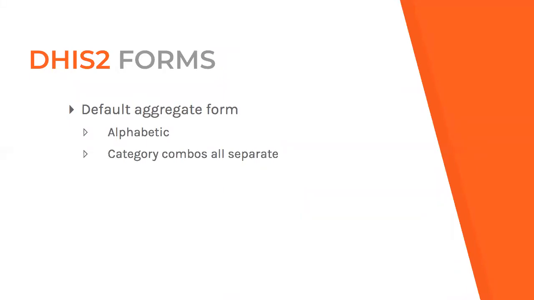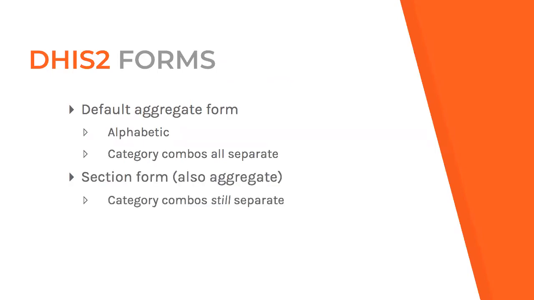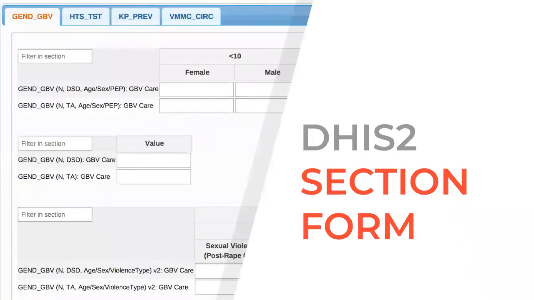That is good if you've got a simple set of data elements and a simple set of category option combos. If you've got something more complicated, you might want a section form. A section form enables you to put sections into the form, so it gives you horizontal tabs, but it still keeps the category combos separate. The example for that is not present either, but you can get a sense of it here. The horizontal tabs go up at the top, and you can see that the less than 10 age group is separated into female and male, and you enter each option separately.